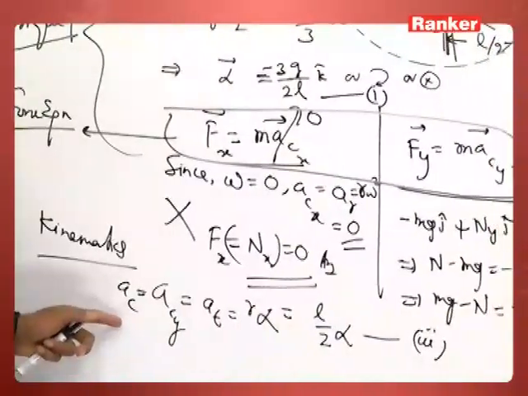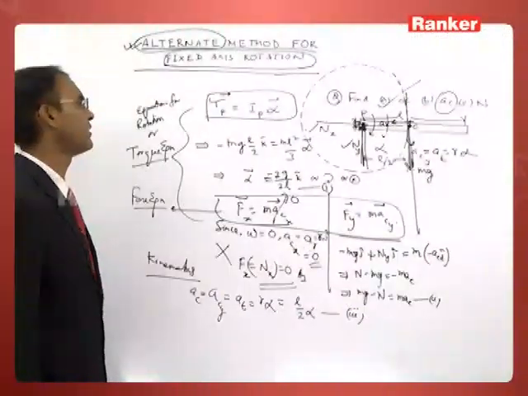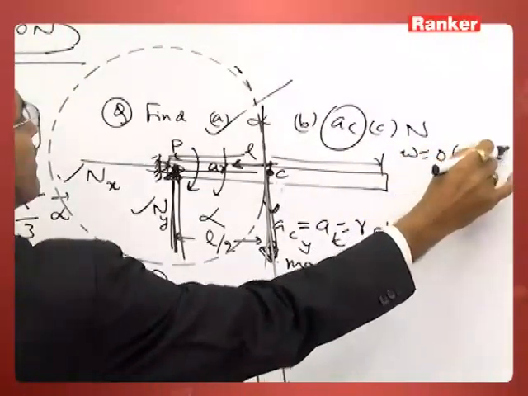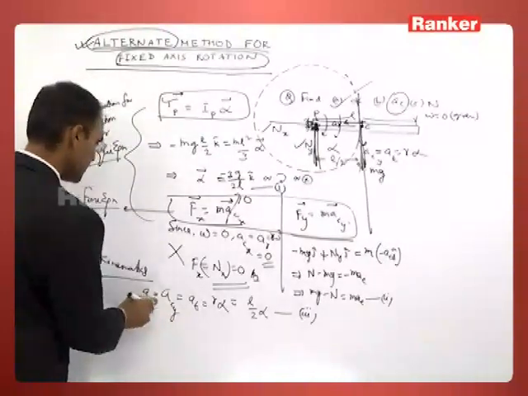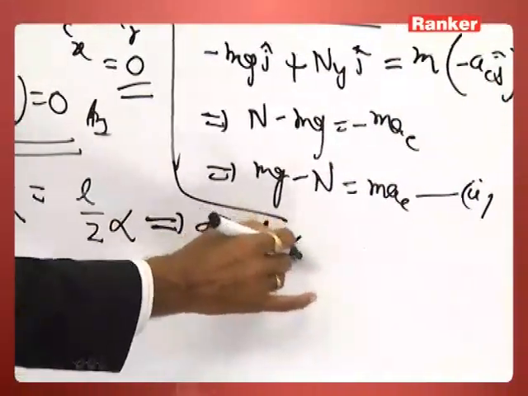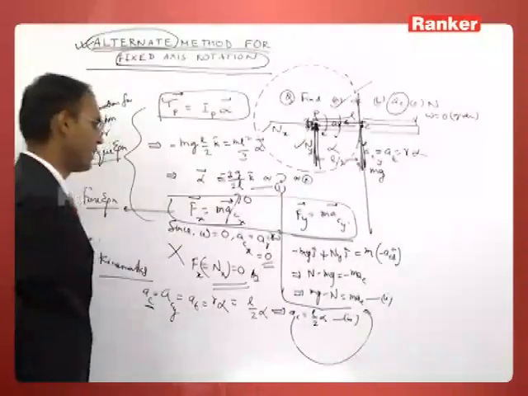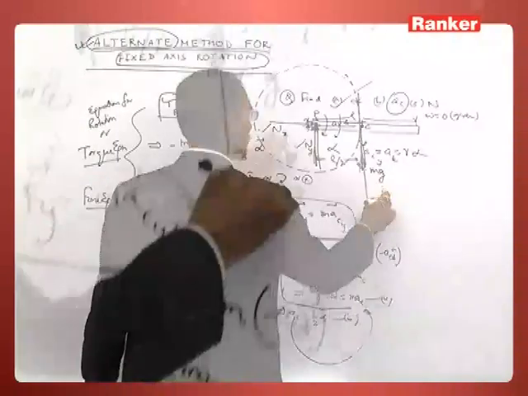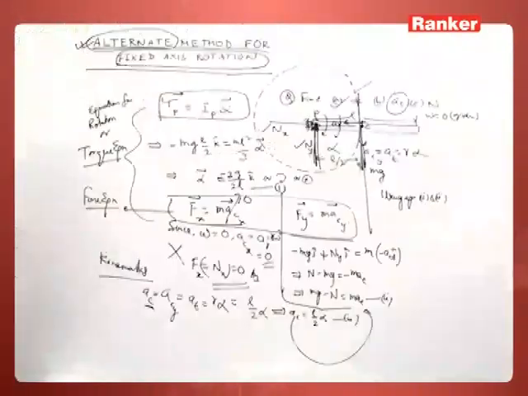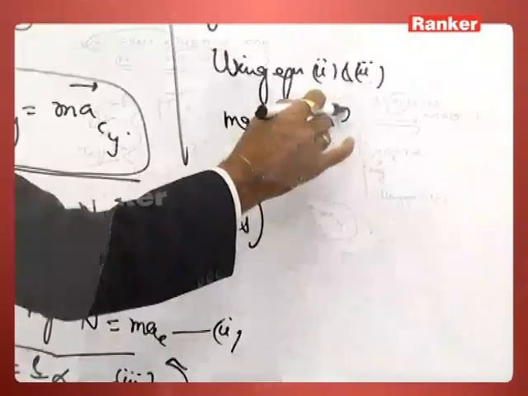Well, this is equation number 3. Since there is no x component, no horizontal component, the net acceleration of the center of mass will be equal to L by 2 into alpha, because here the rod is released from rest. Omega is 0 initially, it is given. Under this condition, AC is equal to L by 2 into alpha. Substitute the value of AC from equation 3 in equation 2. Using equations 2 and 3, we can get mg minus n is equal to m into ac, ac equal to L by 2 into alpha.